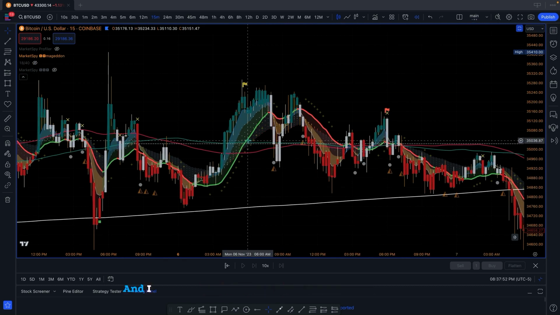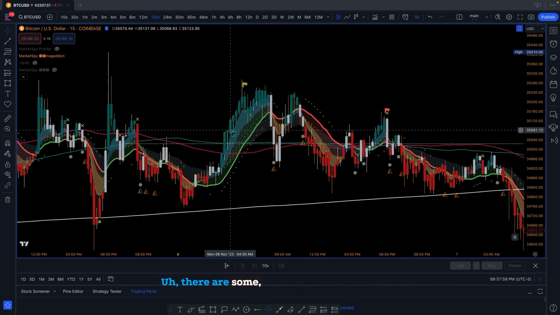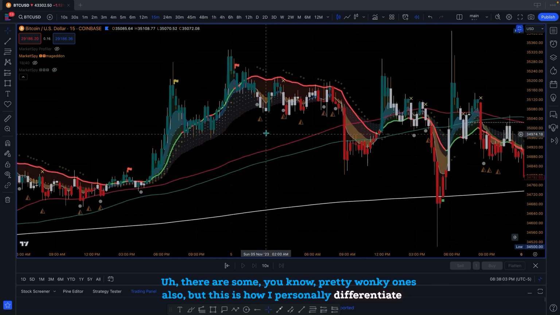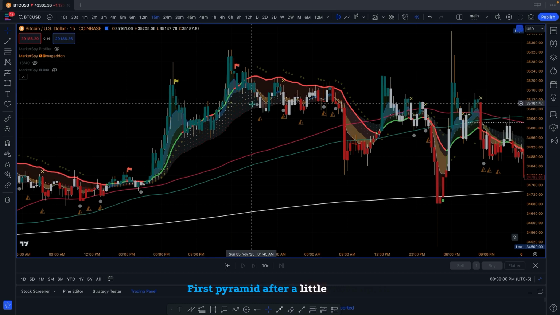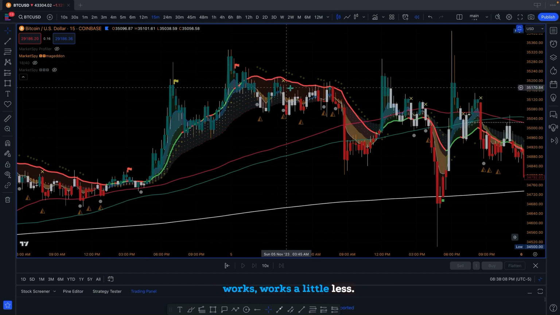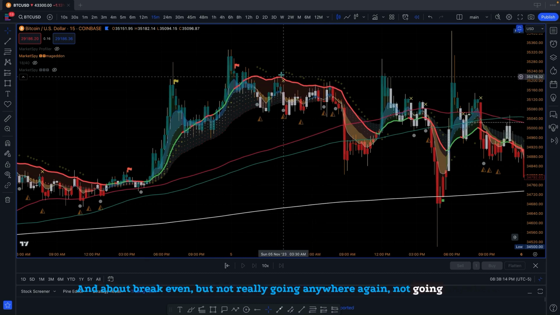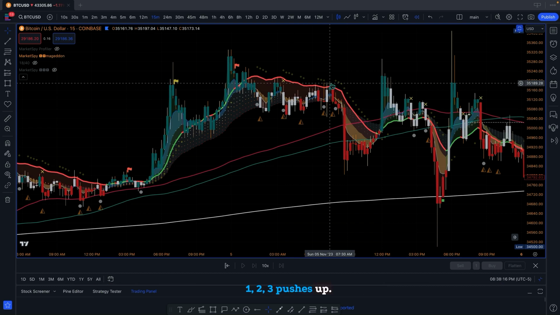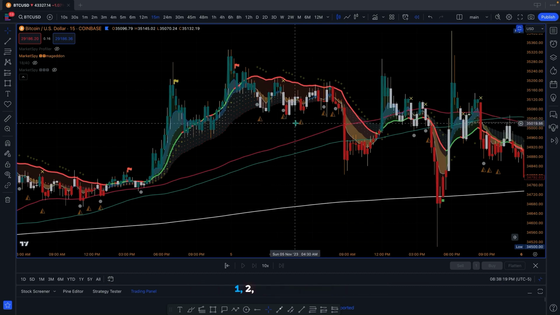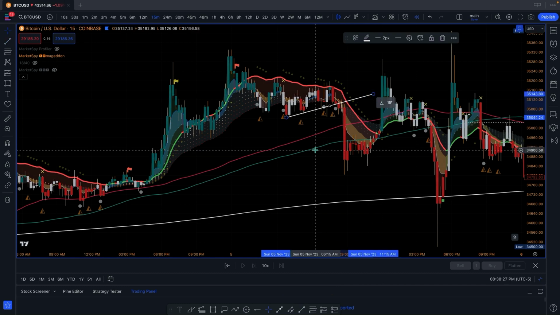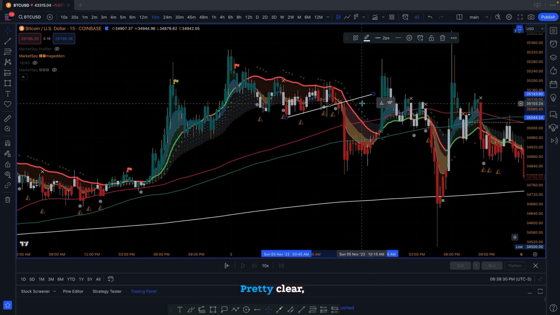But that's how I look at pyramids. I hope it helps you, and I hope it helps you understand there's levels to these. A tier, B tier. There are some pretty wonky ones also, but this is how I personally differentiate it, right? First pyramid, after a little move up, it works. Works a little less. Yeah, about break even, but not really going anywhere. Again, not going anywhere. 1, 2, 3 pushes up. What do you think's going to happen? 1, 2, 3, 4, 5 pyramids. 1, 2, 3 pushes up. I mean, pretty clear, right?